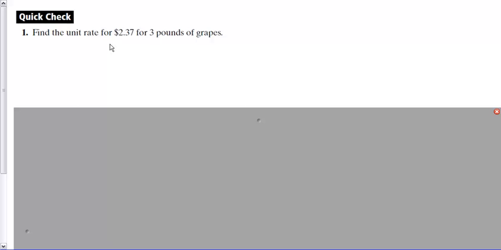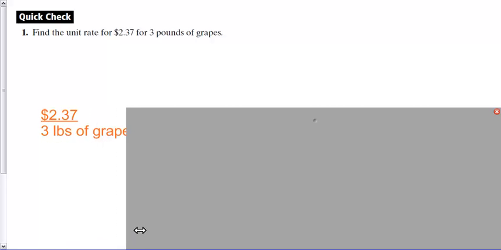So we want to find the unit rate for 3 pounds of grapes. The grapes cost $2.37 for 3 pounds. So here's my fraction. $2.37 for 3 pounds of grapes. Here's my fraction. Now, does it matter which one's on top and which one's on bottom? No, it doesn't. What matters is that I have a fraction.